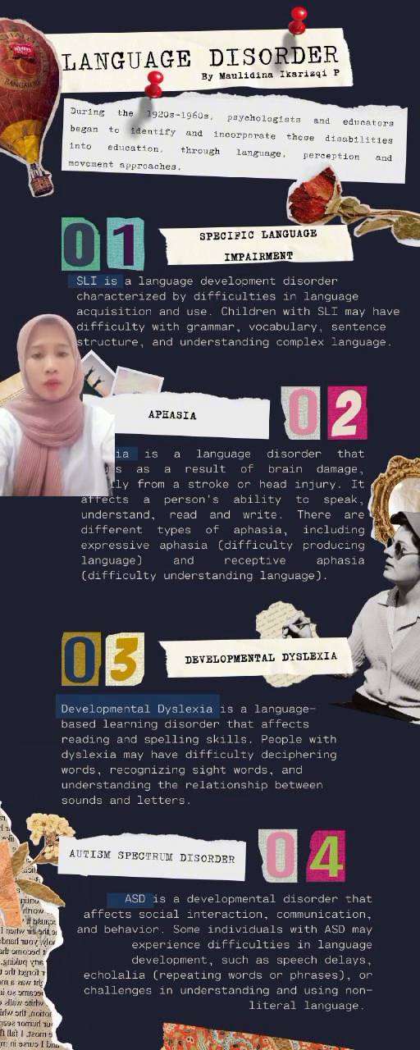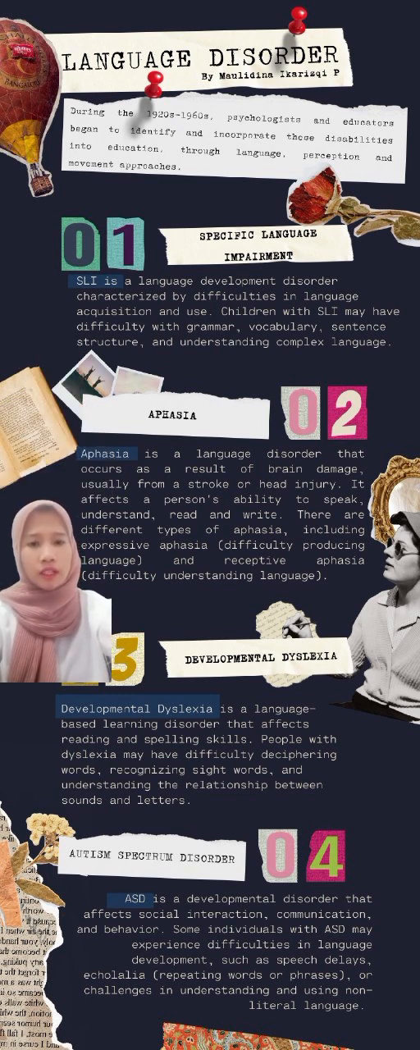Some common language disorders include: 1. Specific language impairment, called SLI. SLI is a language development disorder characterized by difficulties in language acquisition and use. Children with SLI may have difficulty with grammar, vocabulary, sentence structure, and understanding complex language.